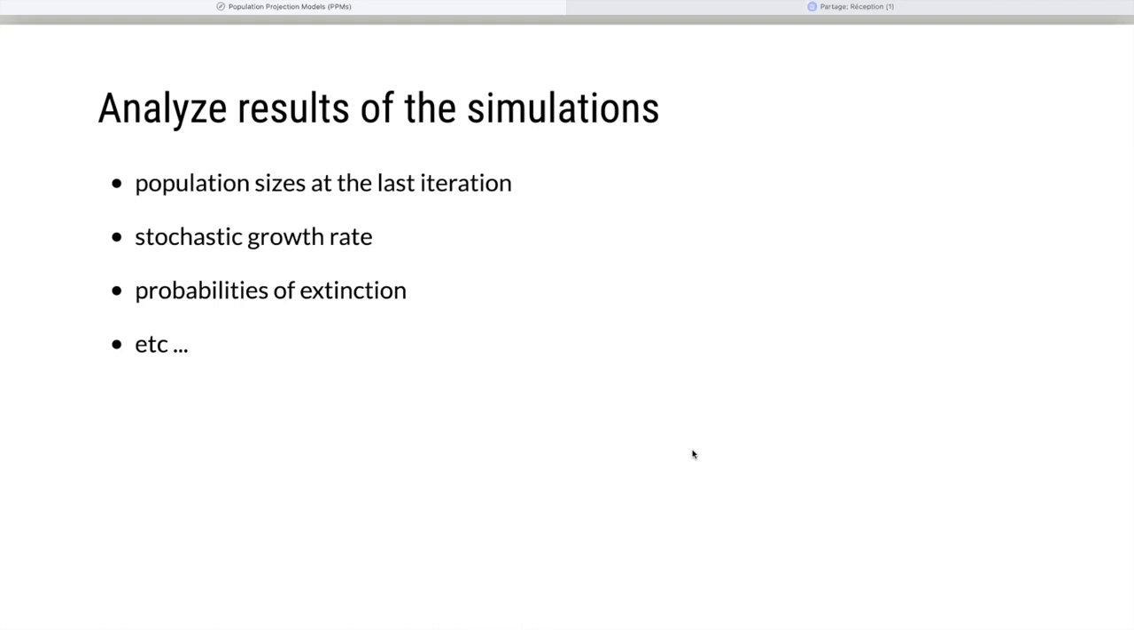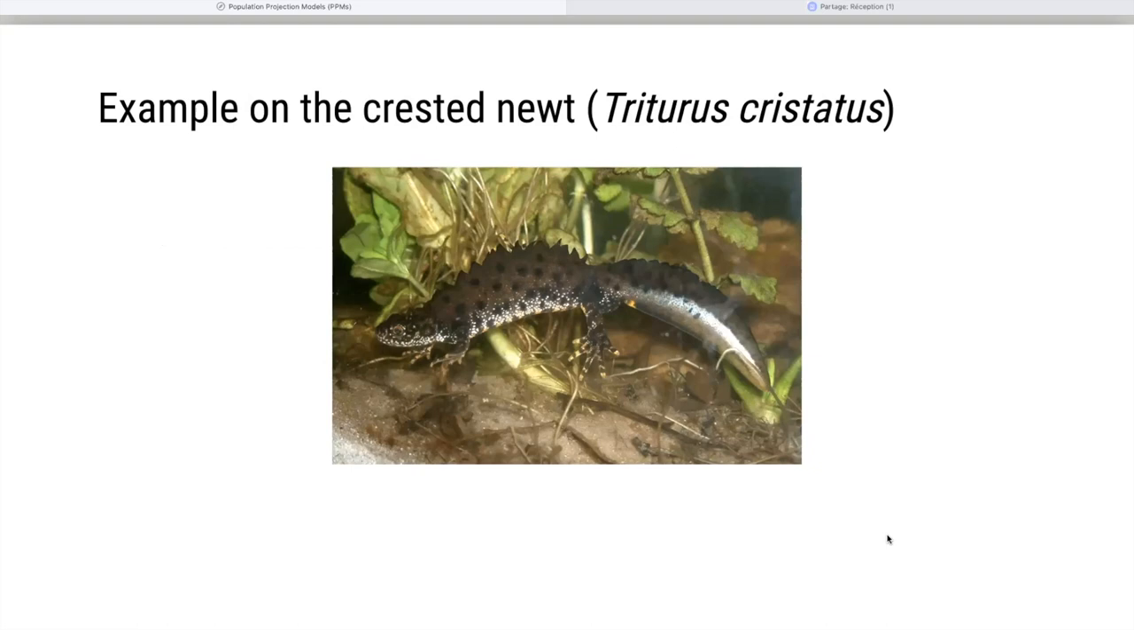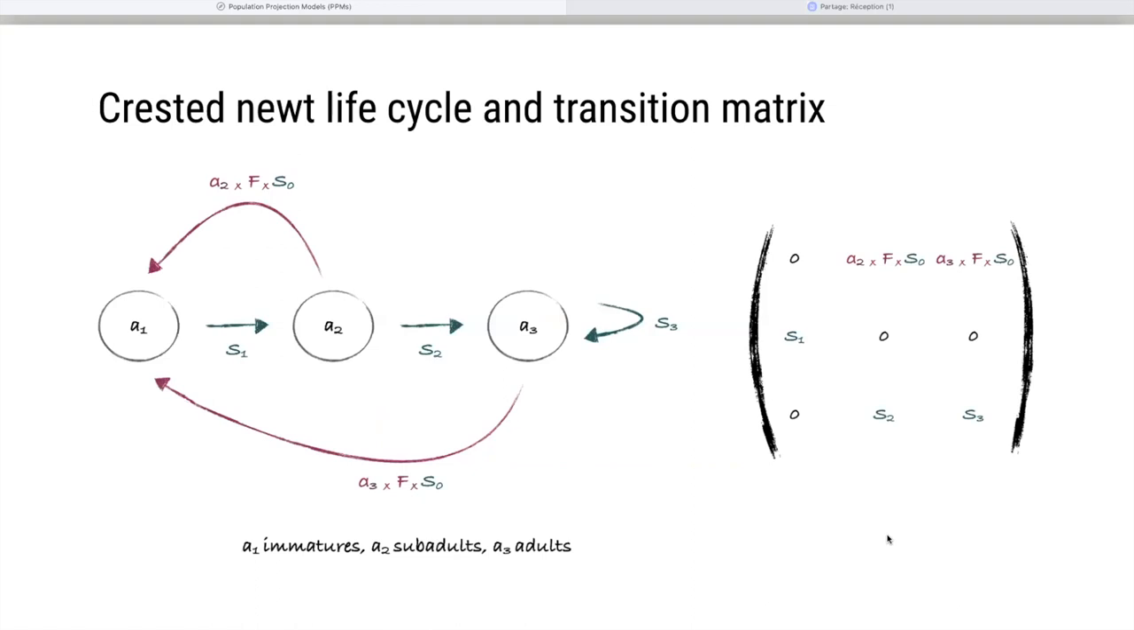Okay, so let's take the example of the crested newt. That's an example provided by Olivier Duriez that we use in a masterclass teaching. So they live in the south of France. There is a population, and we can represent the life cycle with three age classes.